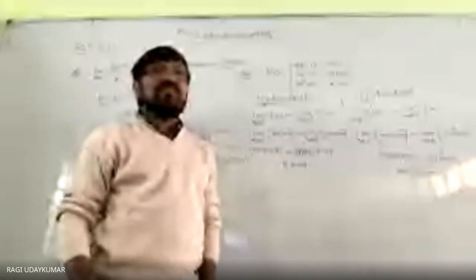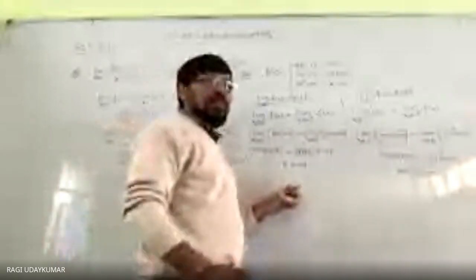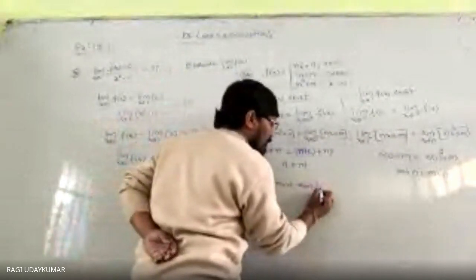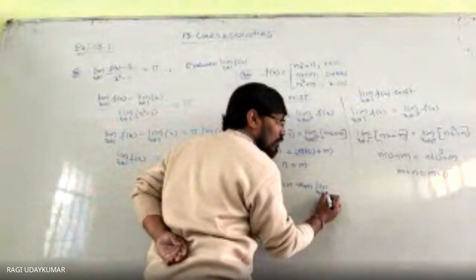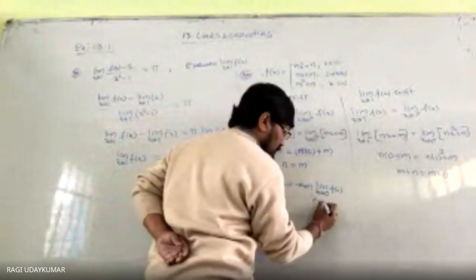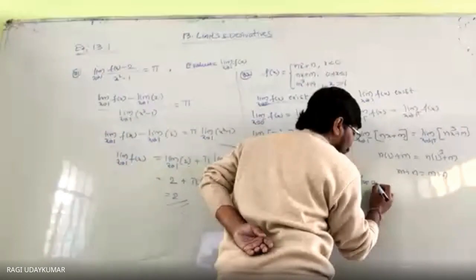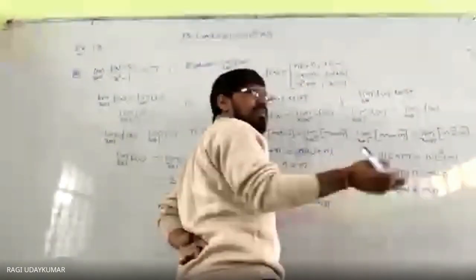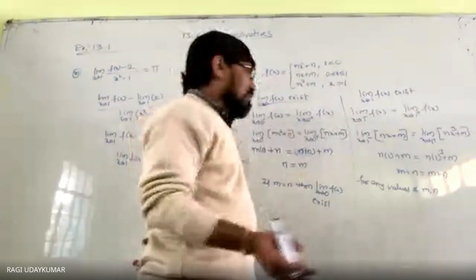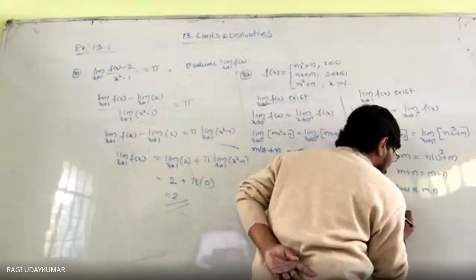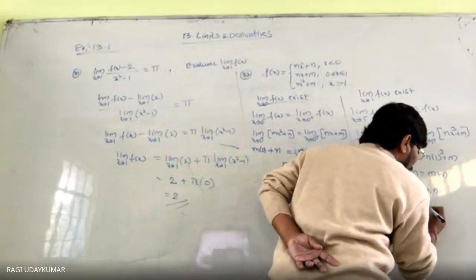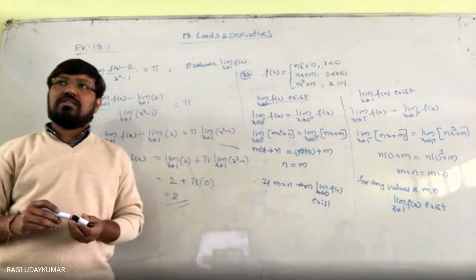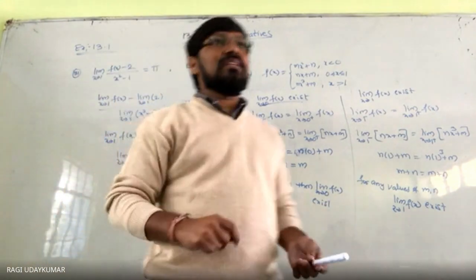So that is true for any value of n. Therefore, if m equals n, limit x tends to 0 of f of x exists for any values of m and n. M plus n equal to m plus n is always true for any values of m and n. Limit x tends to 1 and limit x tends to 0: two questions are asked to you in this situation. This is an important question. You can write it.